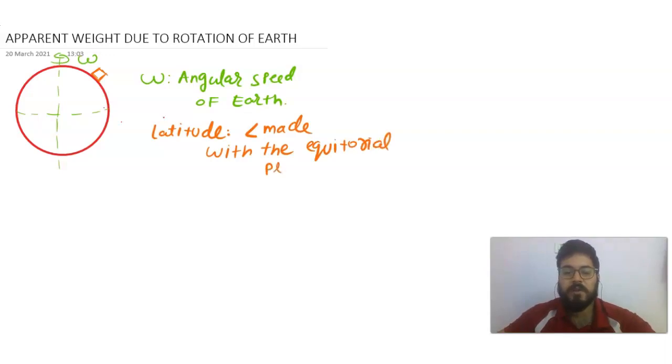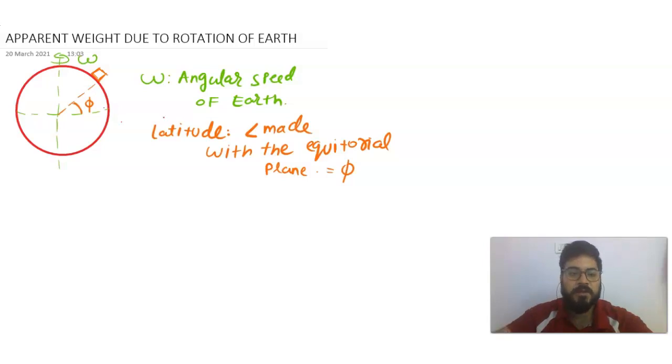Okay. So in other words, if you consider this object over here, this is kept at an angle from the equator, and the angle made by this object is the latitude. Let's denote it by the letter phi. So this angle over here is phi. So we'll consider an object placed at a certain location on Earth whose latitude angle, or angle made by the object with the equatorial plane, is phi.